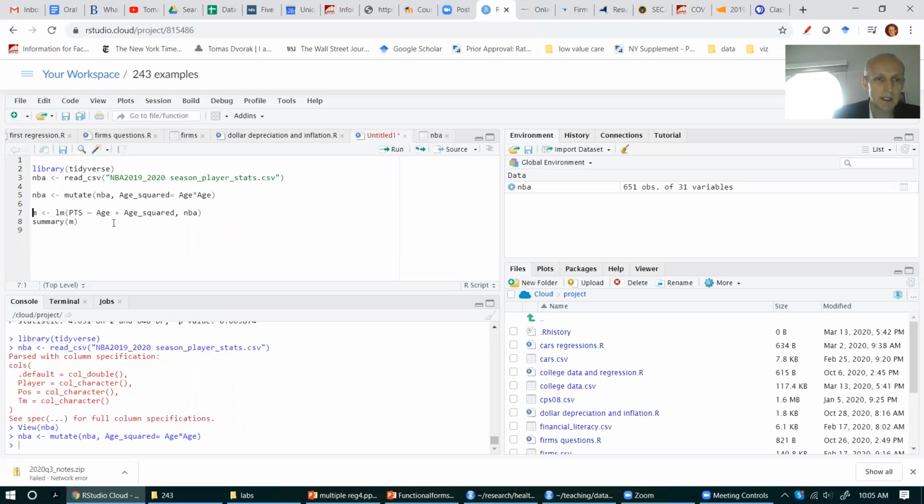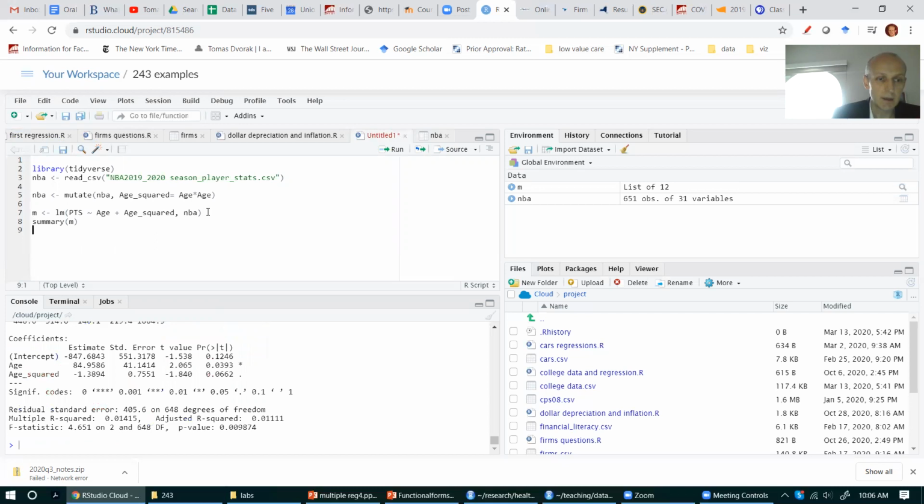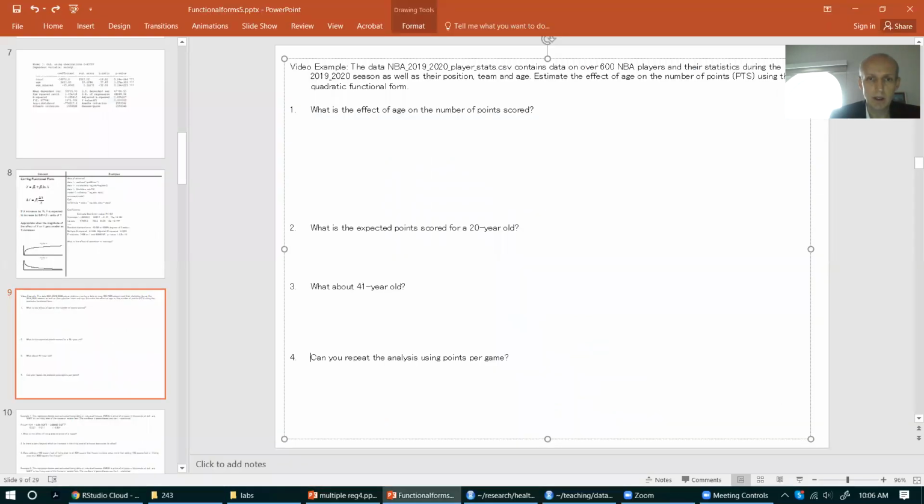And I estimate a regression with points, total points scored during the season, as a function of age and age squared using the NBA data frame. The summary of that regression is right here. There's the intercept. Slope is 84 on age, and on age squared it's a negative 1.39 roughly. So let's see if we can answer the questions.